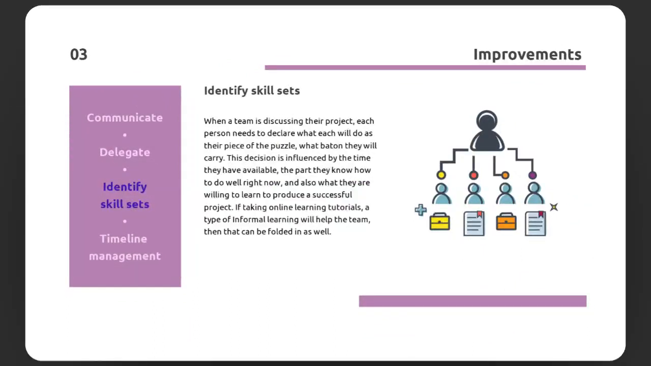Third, identify skill sets. When a team is discussing their project, each person needs to declare what each will do as their piece of the puzzle, what baton they will carry. This decision is influenced by the time they have available, the part they know how to do well right now, and also what they're willing to learn to produce a successful project. Many people come to the IDS program wanting to build on skills or learn skills that they don't have yet. So if taking online learning tutorials, a type of informal learning, will help the team, then that can be folded in as well and included in the schedule.